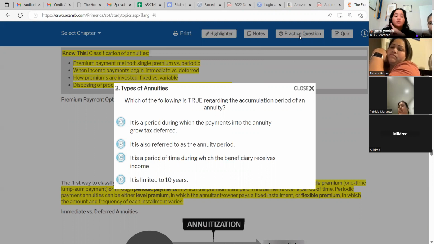Which of the following is true regarding the accumulation period of an annuity? It is a period during which the payments into the annuity grow tax deferred. It is also referred to as the annuity period. It is a period of time during which the beneficiary receives income, or it is limited to 10 years. So you're looking for the true answer, meaning there's one right answer, and it's regarding the accumulation period of an annuity.